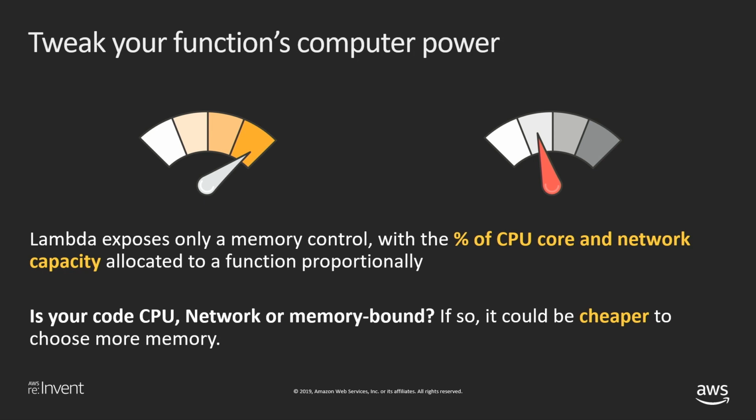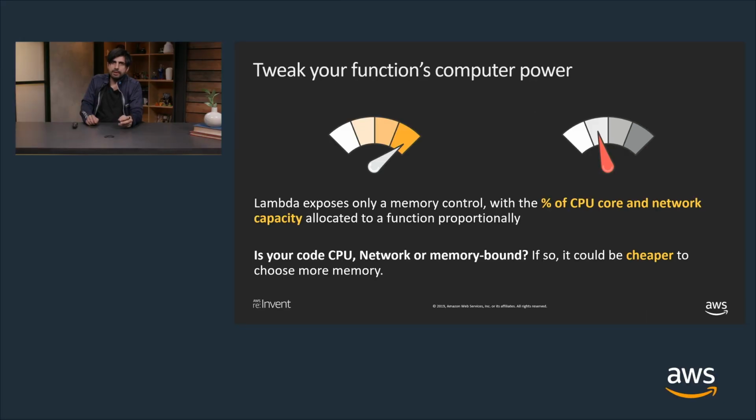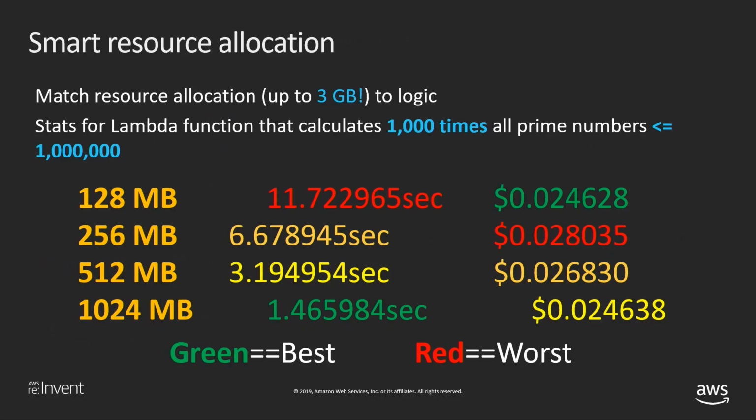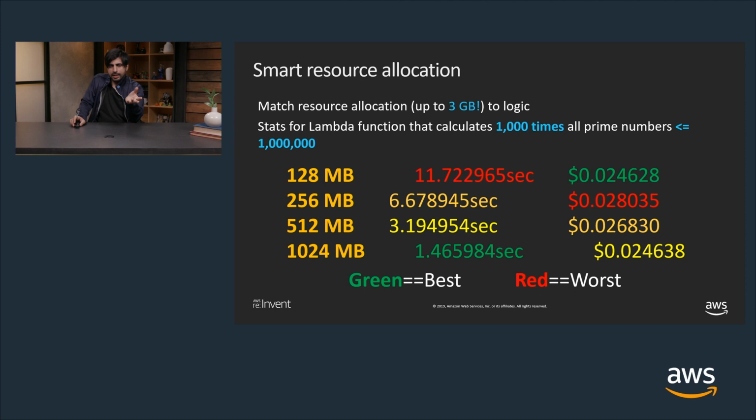Let's talk more about how you can tweak your function's compute power. So Lambda only exposes a memory control, but that memory control scales the CPU and network capacity proportionally. So if your code is CPU, network, or memory bound, it might just be cheaper to choose adding more memory to your Lambda function. So we did this test where we have this Lambda function that calculates 1,000 times all prime numbers less than or equal to 1,000,000. So there's a high computational task.